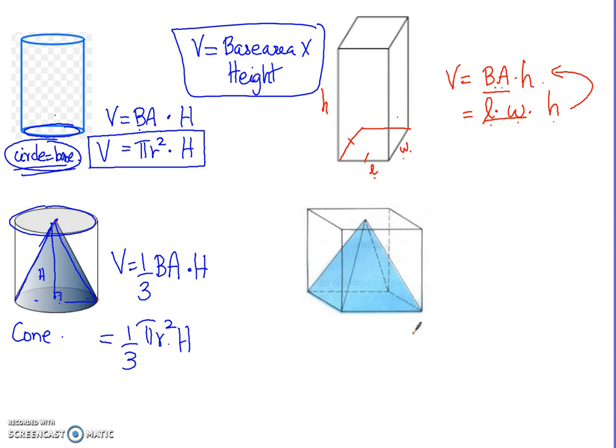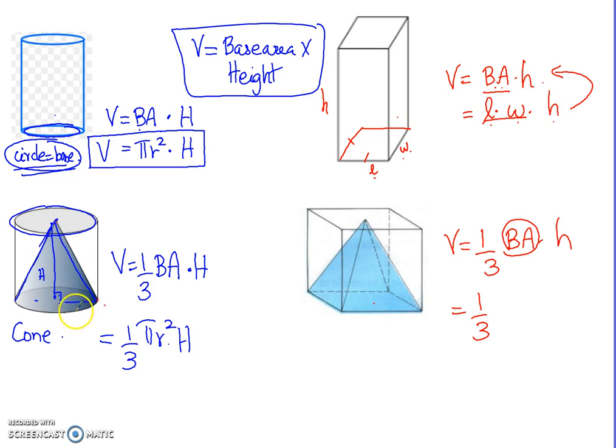Now, how does the volume of a prism compare with the volume of a corresponding pyramid? A pyramid is formed by cutting a prism, just like how a cone is formed by cutting a cylinder. So the volume formula is 1/3 base area times height, just like that. But the only difference is that the base is not a circle.